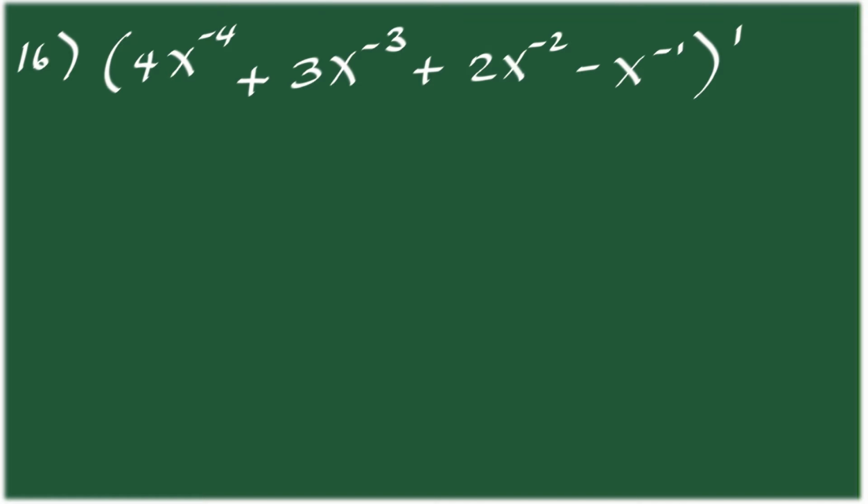Let's jump right into question number 16. Find the derivative of the expression given here. Using the power rule, we multiply negative 4 times 4. We get negative 16x. Now take away 1 from negative 4, so we get negative 5. Negative 3 times 3 is negative 9x to the negative 3 minus 1, which is negative 4. And negative 2 times 2 is negative 4x to the negative 2 minus 1, which is negative 3.